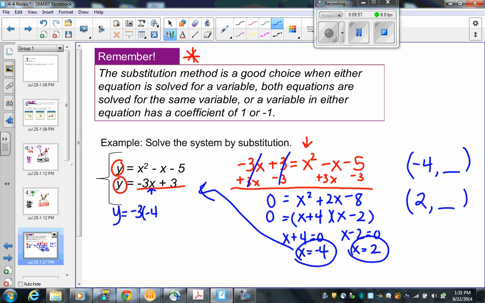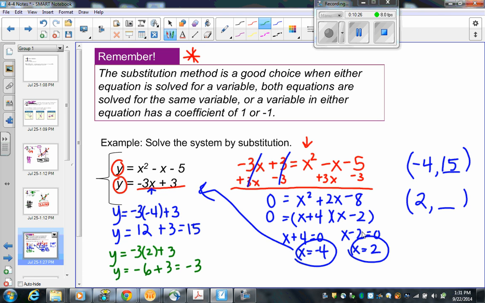So first, plugging in -4 for x, my solution for y would be 15. So the coordinate (-4, 15) is one intersection point. To find my other coordinate, I'm going to take 2 and replace it in that same equation. That ends up giving me -3. So the other location is going to be (2, -3). So our solution set of coordinates is (-4, 15) and (2, -3).